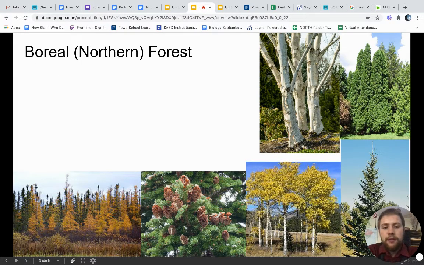All right, starting with the boreal forest, or the northern forest. If you've ever heard the words aurora borealis, that means northern lights. So borealis or boreal means northern.